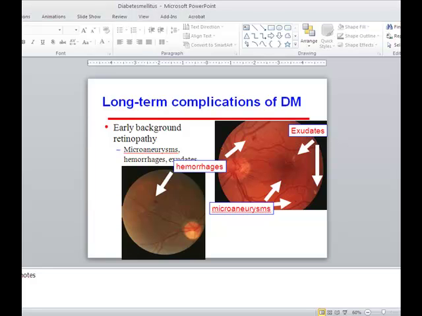Okay, as far as your retina, the vascular changes in your retina, the earliest presentations in the retina are referred to as early background retinopathy. This manifests as microaneurysms in the blood vessels. Microaneurysms are nothing but outpouchings of the blood vessels. So these are tiny little outpouchings of blood vessels.